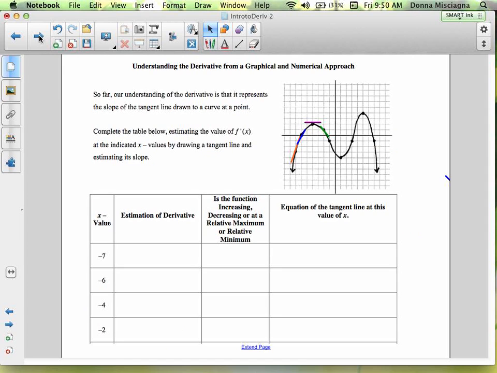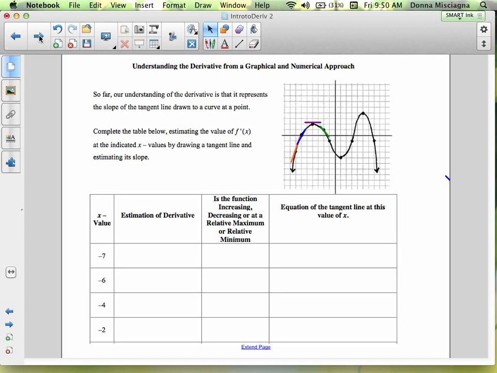All right, so understanding the derivative from a graphical and numerical approach. And these should all be in your notes. We're going to do a few more with graphs, and then in the next lesson, I'm going to do even more with graphs. So far, our understanding of the derivative is that it represents the slope of the tangent line drawn to the curve at a point. Complete the table below, estimating the value of f prime of x at the indicated x values by drawing a tangent line and estimating its slope.